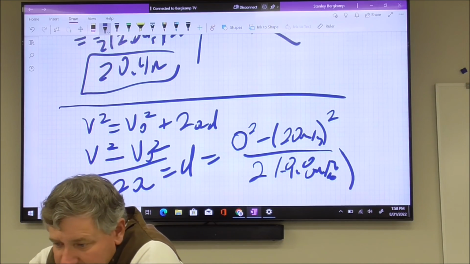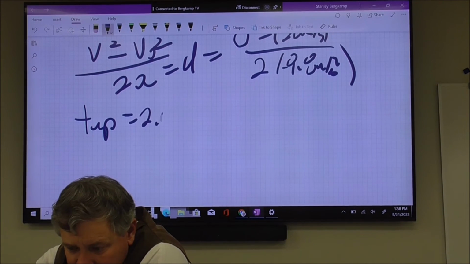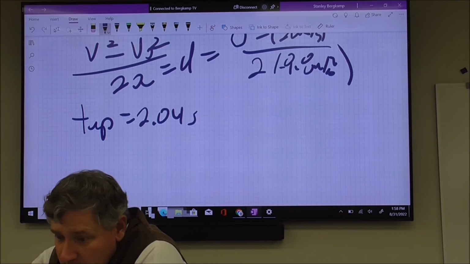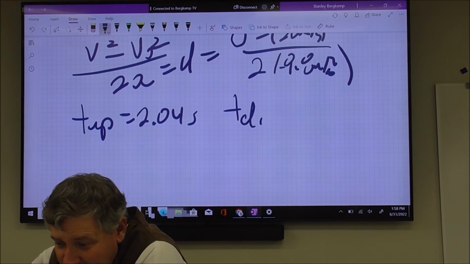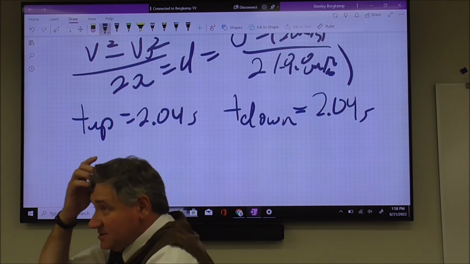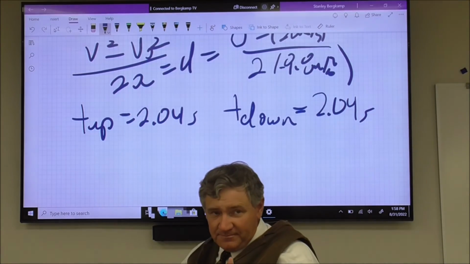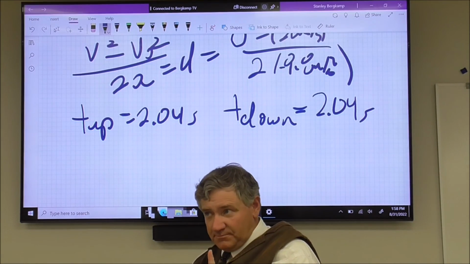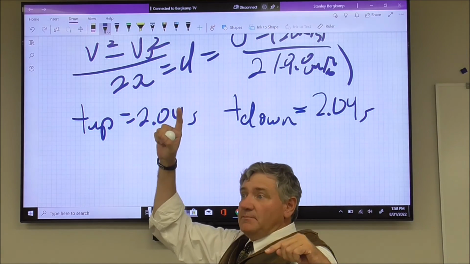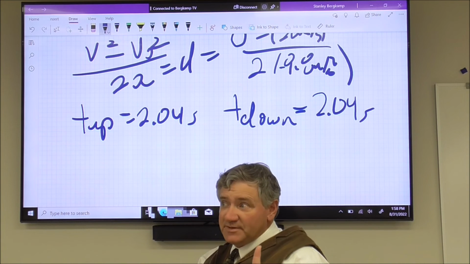Okay, so here's what we found so far. Our time up was 2.04 seconds. What do you think our time down is going to be? About the same. About a while. Now, you can do this, and this is a huge if. You can do this if the flight is symmetrical. So if it returns back to that same point, you can assume that the time up is the same as the time down.